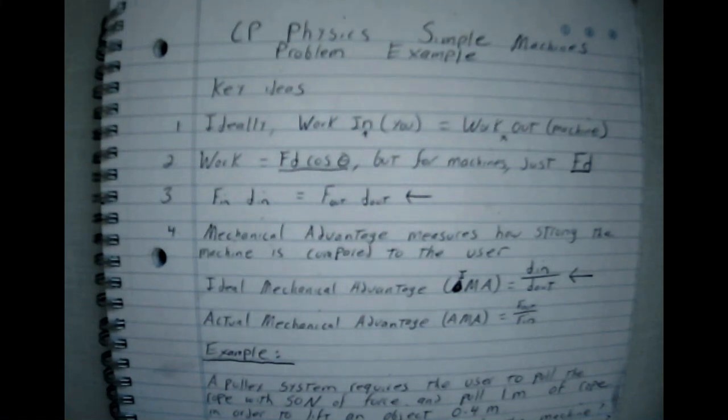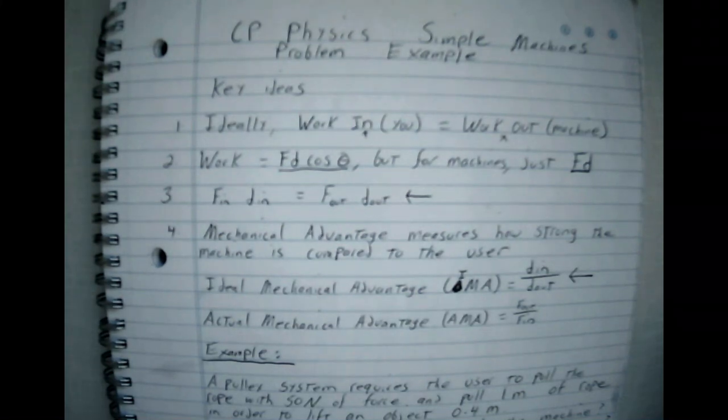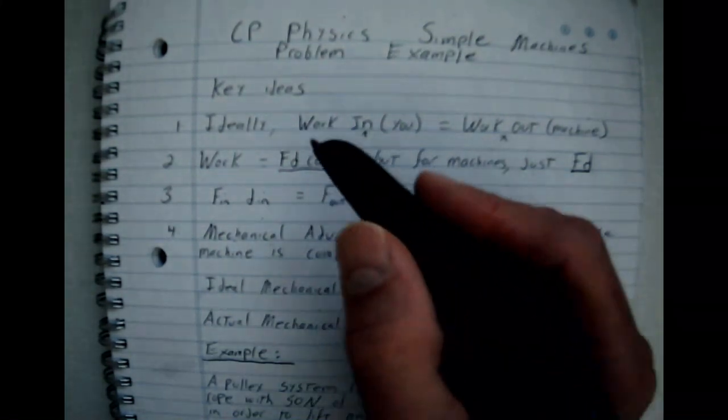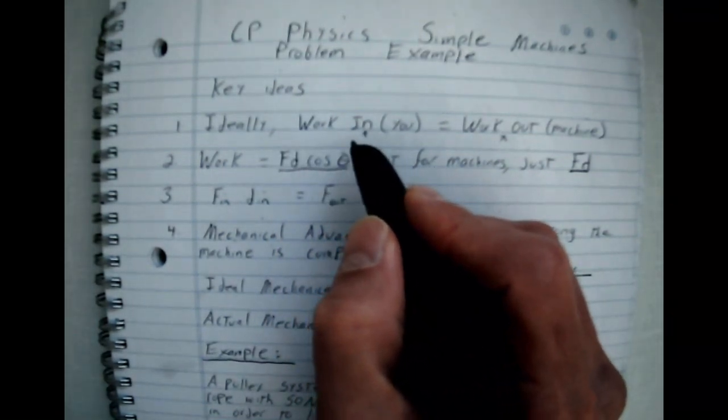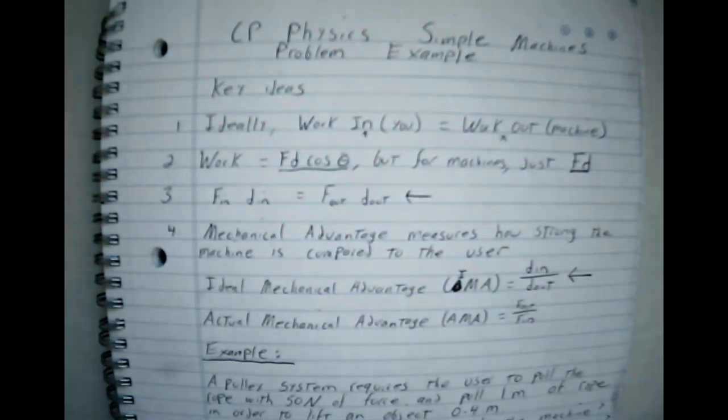But there's always a trade-off. You're never going to get more work out of a machine than you put in. That's impossible. You can't get more energy out of something than you put into it. Ideally, if there were no friction and no air resistance, then the amount of work you put into the machine would be the amount that you get out. So that's the first concept: in an ideal situation, the work you put in is equal to the work you get out from the machine.